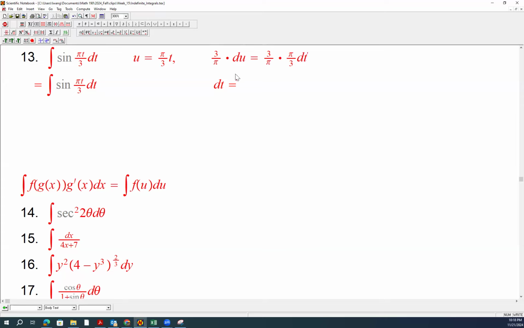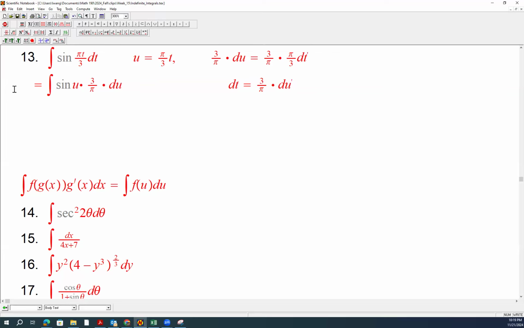You see what I'm doing here? Okay. So dt on the side of dt, pi over pi reduced, 3 over 3 reduced. And so we got 3 over pi du. So dt will be replaced by 3 over pi du. You see that?